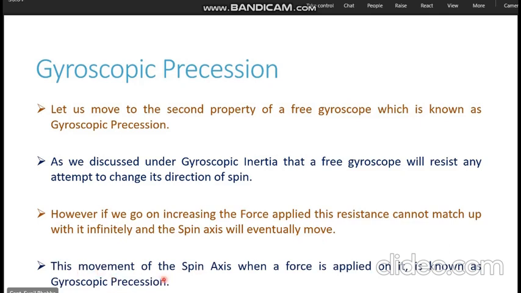The movement of the spin axis, when a force is applied on it and the force is powerful enough to overpower its gyroscopic inertia, this movement of the spin axis is known as gyroscopic precession. So this is the definition of gyroscopic precession.